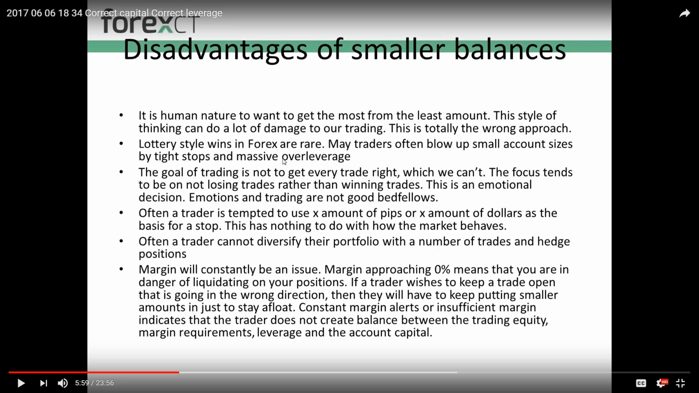One of the most challenging things with a smaller balance, in my opinion, is the issue of margin. Margin will constantly be an issue in your trading when you have a small balance. Margin approaching 0% means that you're in danger of liquidating your positions. Now, if a trader wishes to keep a trade open that is going in the wrong direction, then they will have to keep putting in smaller amounts just to stay afloat. Constant margin alerts or insufficient margin indicate that you as a trader have not created a balance between your trading equity, your margin requirement, your leverage, and the account capital.